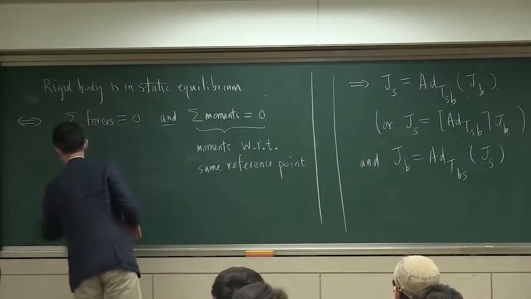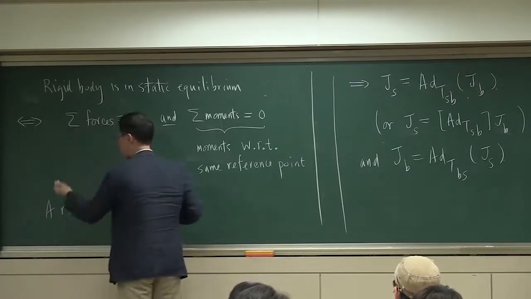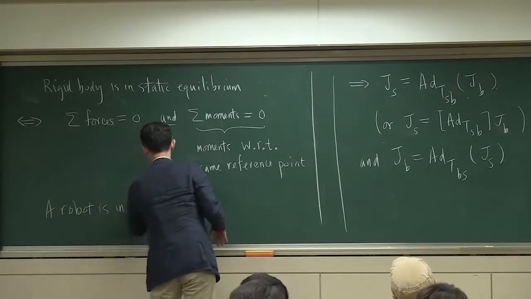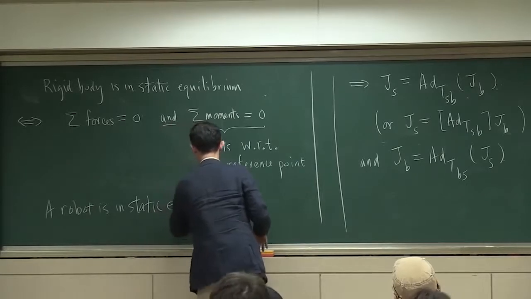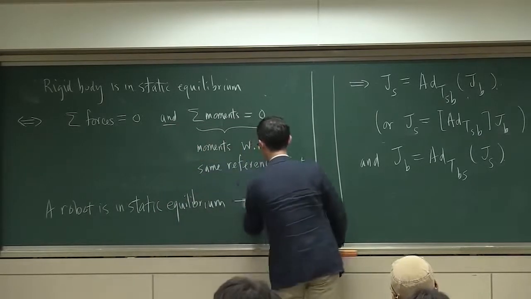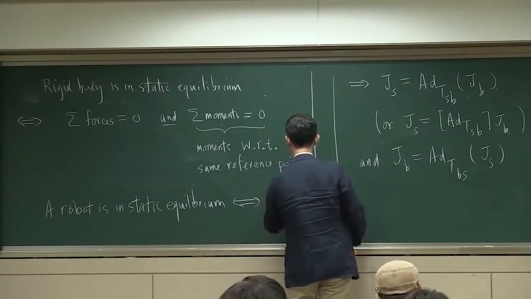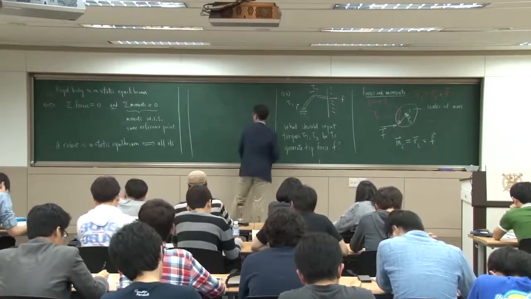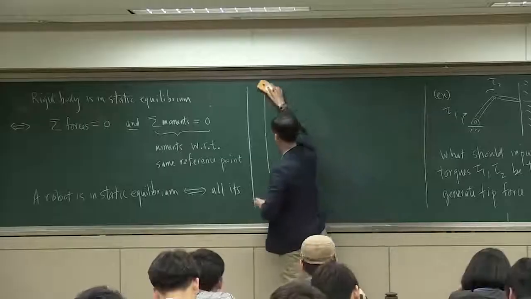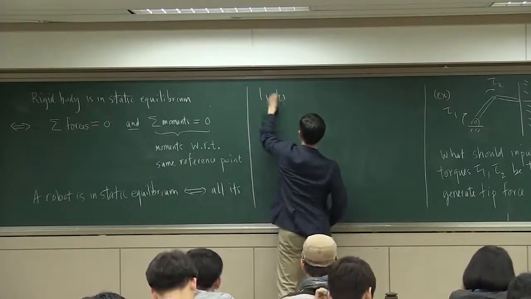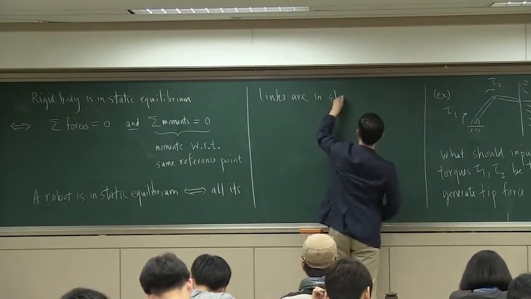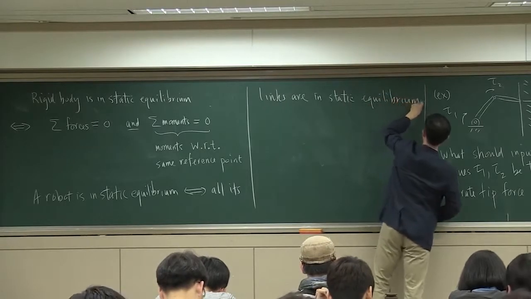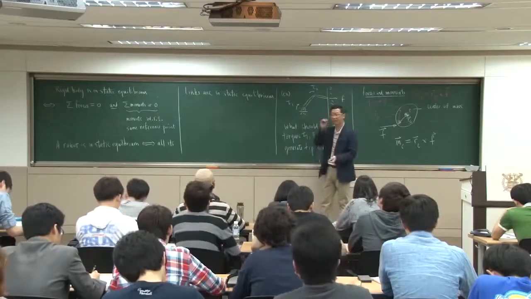Okay, so a robot, thought of as a bunch of links connected by joints, is in static equilibrium if all its links are in static equilibrium. Okay? All right, so simple idea.